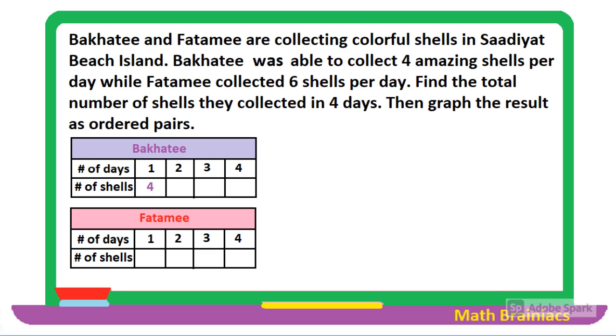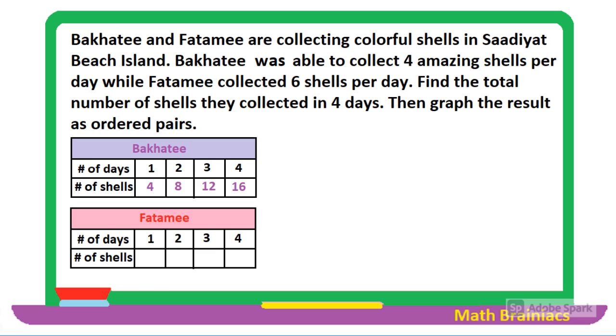Let us find the numerical pattern for Pakati. For each day, she's going to collect 4 shells, okay? Correspondingly, for the second day, she's going to have 8 shells. And for the third day, plus 4, she's going to have 12 shells. And for the fourth day, she's going to have 16 shells. Consequently, the numerical pattern for Pakati is plus 4 for each term.